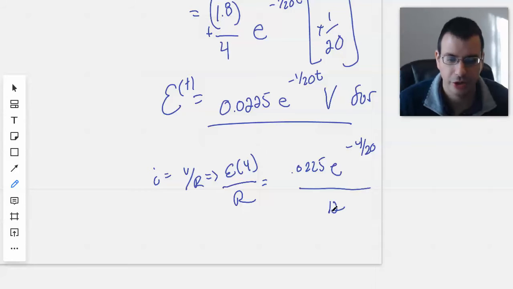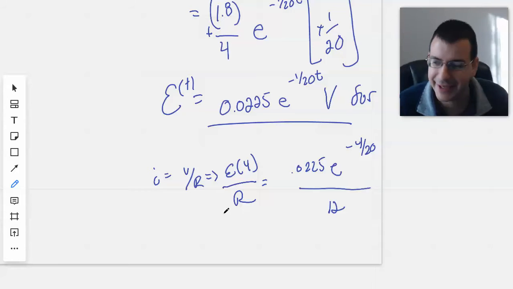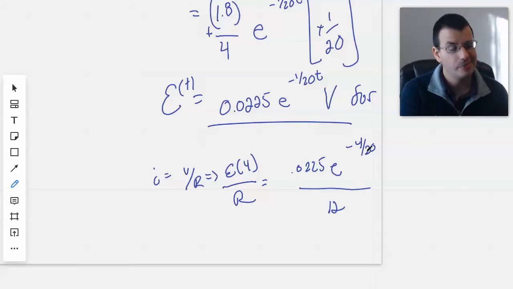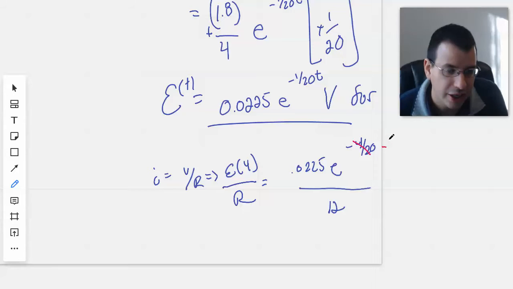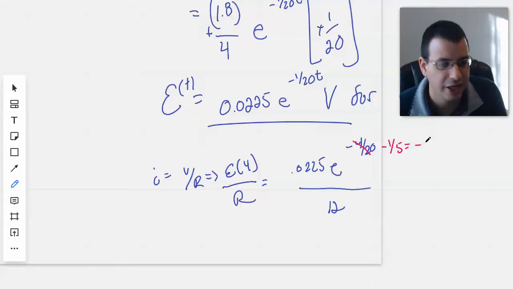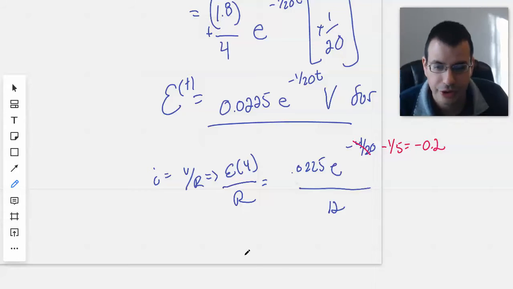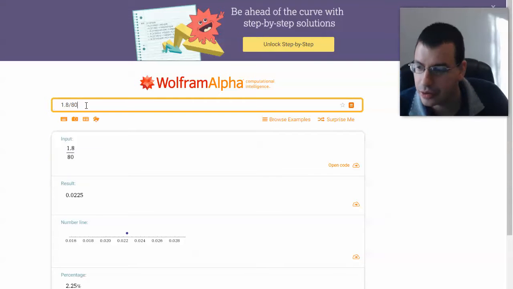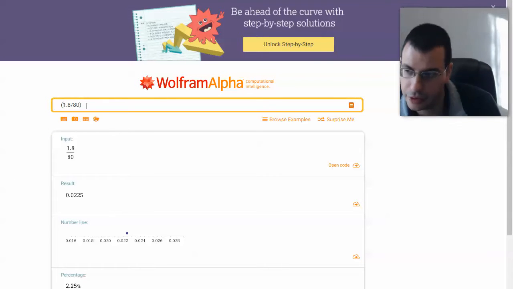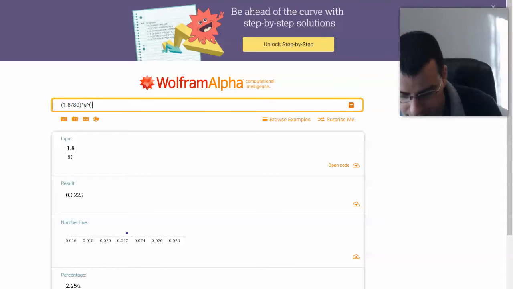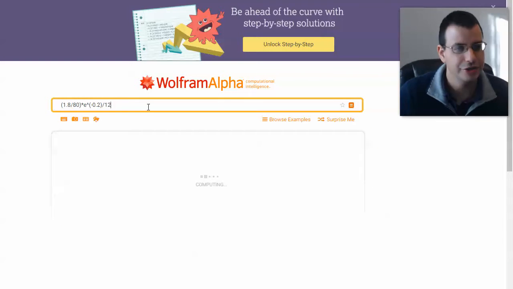Okay, and we go back over to Wolfram. I'm going to simplify this slightly. So this is negative 1/5, which equals negative 0.2. There we go. So let's see, 0.225 e to the 12th, times e to the negative 0.2 divided by 12. Is that right? I'll click enter and just see what happens.